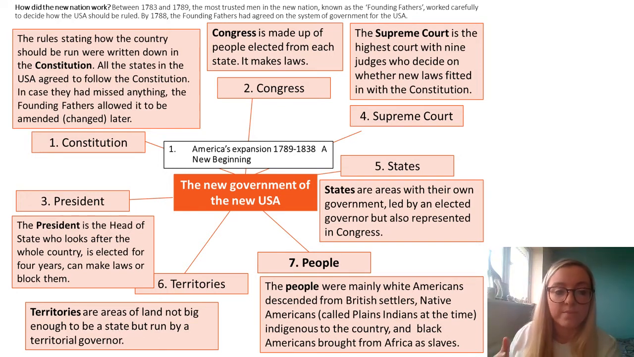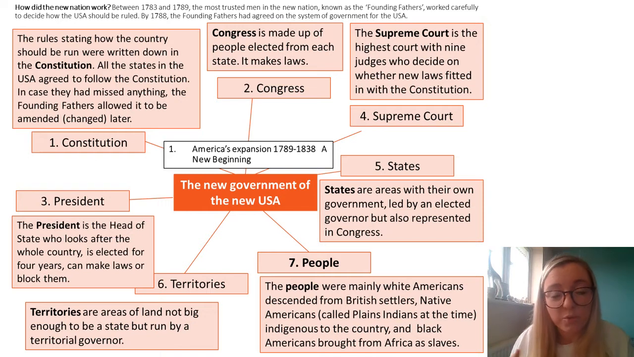You've then got the president. The president is the head of the state, and he looks after the whole country. The example we've been looking at is George Washington. They were elected for 4 years, that still happens now, and they can make laws or block laws. So very, very powerful. Territories are areas of land that are not big enough to be a state yet, but in the future more than likely will become a state, and they are run by a territorial governor. So they haven't got a representative in Congress at this time. That's quite important in terms of their political power.